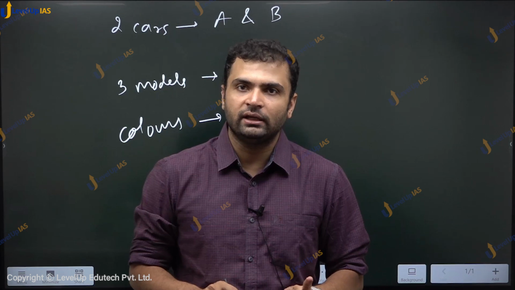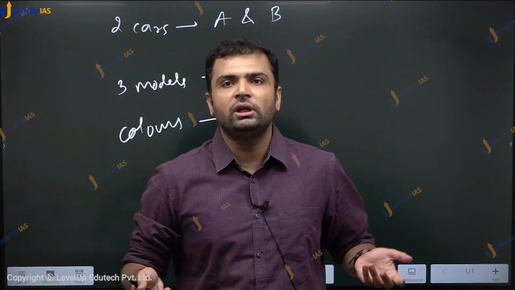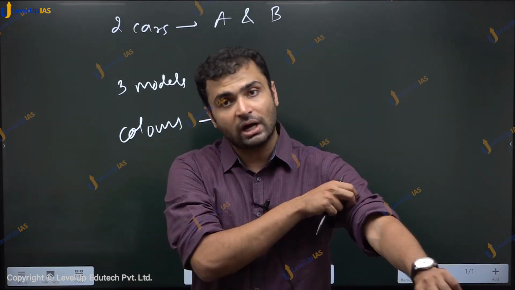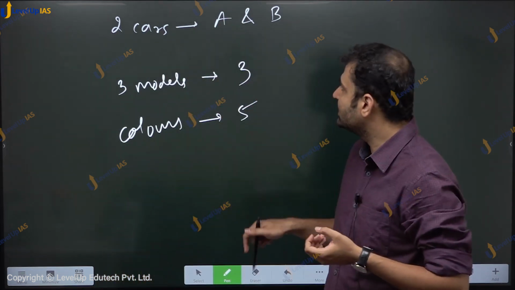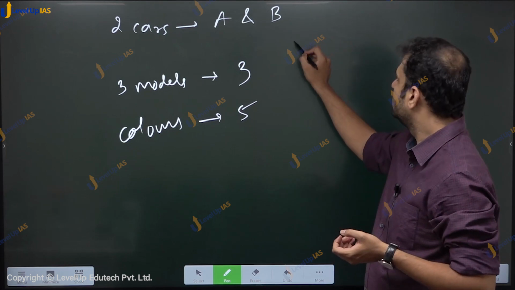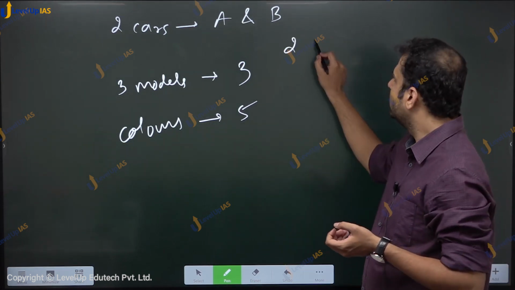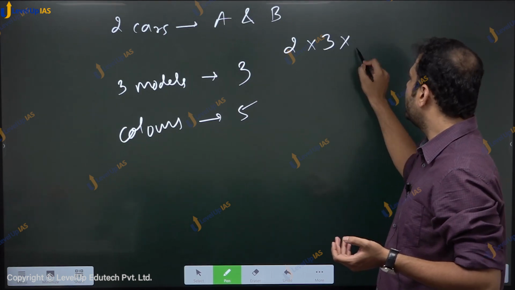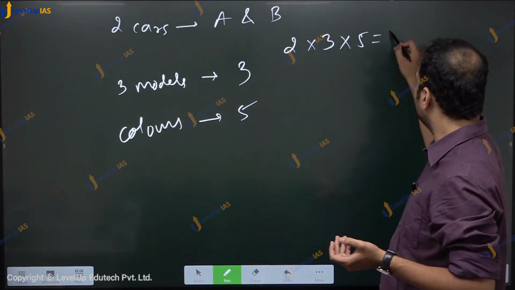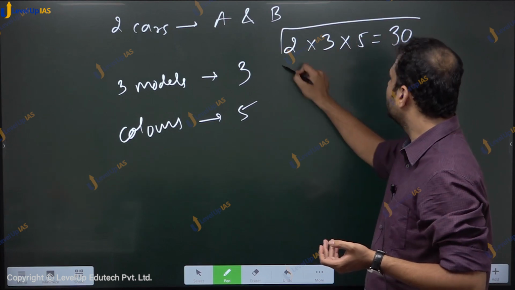तीनों भी choose करना है. ऐसा तो है नहीं कि one of them only I have to choose. I have to choose all. I have to choose car as well. I have to choose model as well and I have to choose color as well. So how many ways are there? 2 ways to choose a car, 3 models, 5 colors, because and is multiplication. I have to choose model and I have to choose color. Total 30 ways are there.